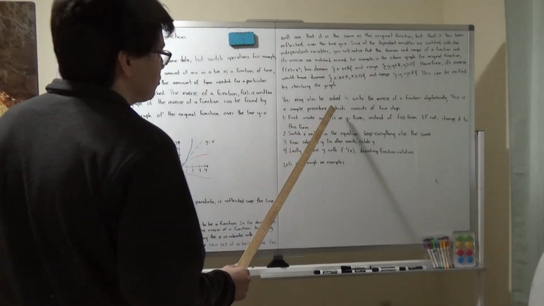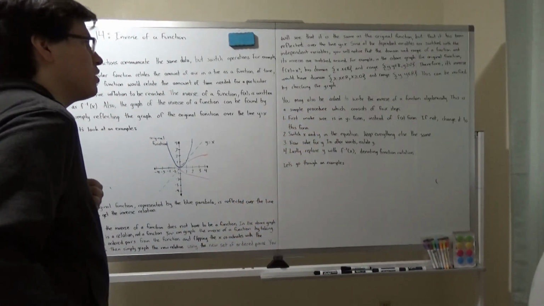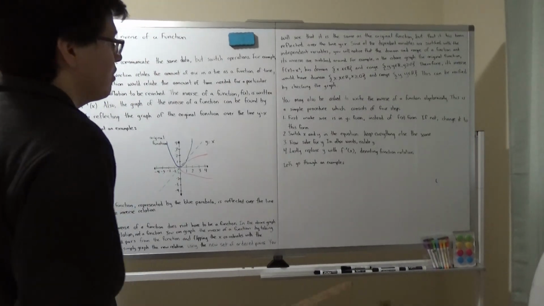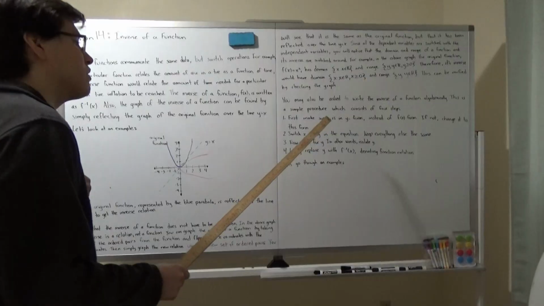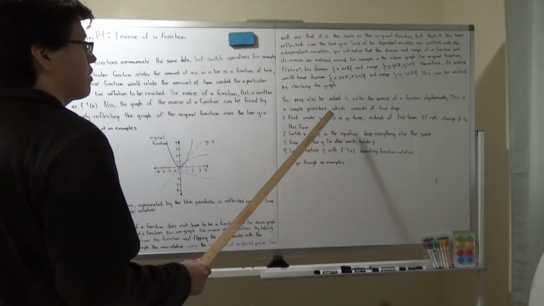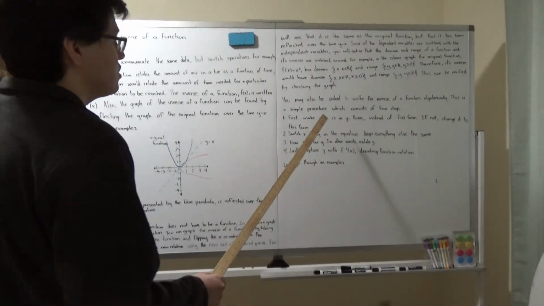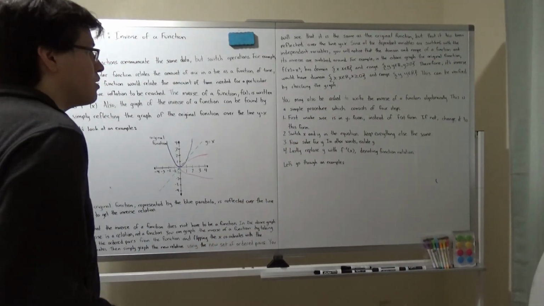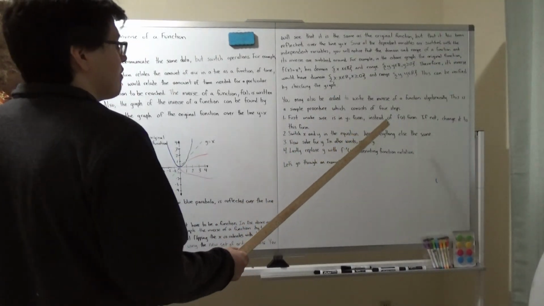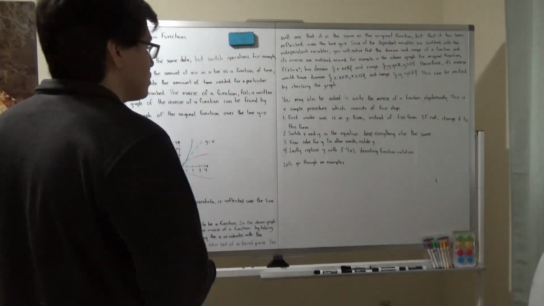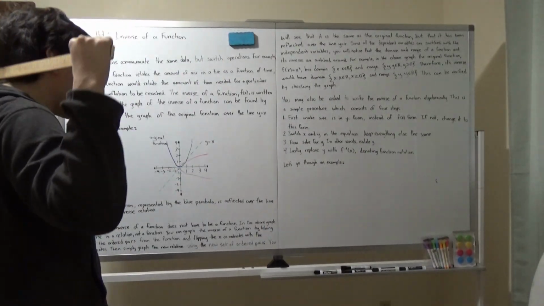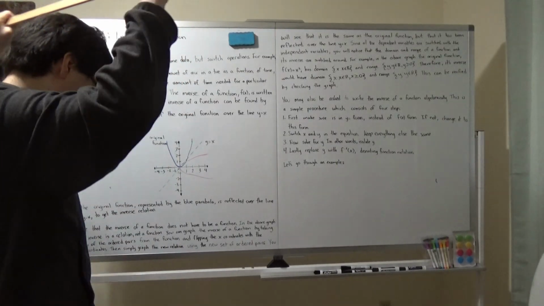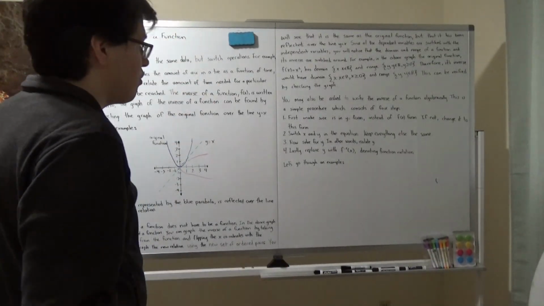You may also be asked to write the inverse of a function algebraically. This is a simple procedure which consists of 4 steps. First, make sure it is in y equals form instead of f of x form. If not, change it to this form.